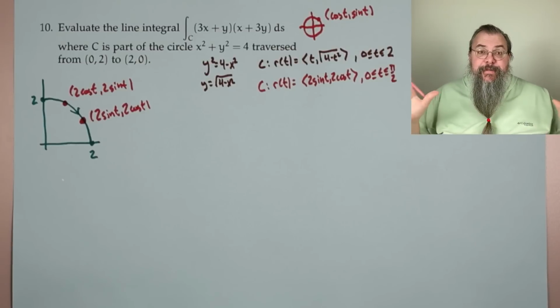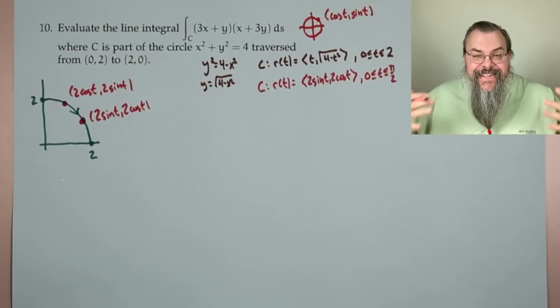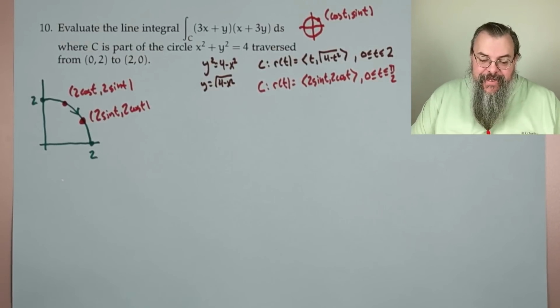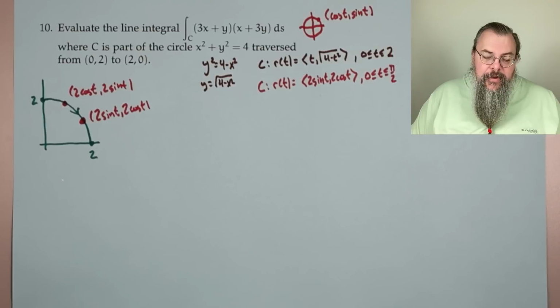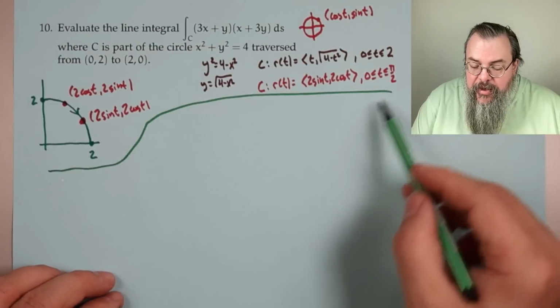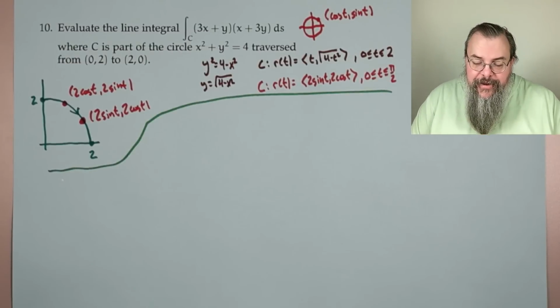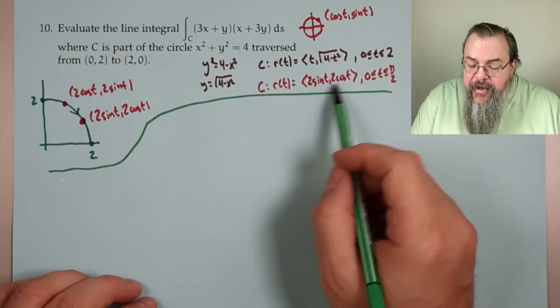Either one gets you the same answer. Even this 2 cosine t, 2 sine t gives you the same answer. So it's just a matter of pick your poison in some sense. All right, well, with this in place, we're basically ready to do the work. All right, now, why do I like this part?